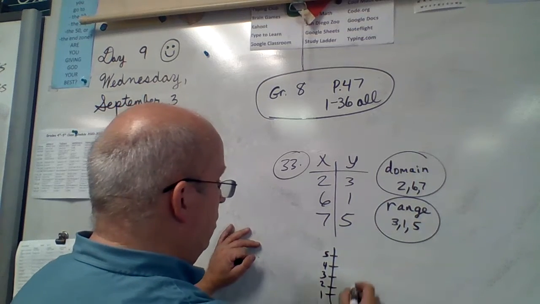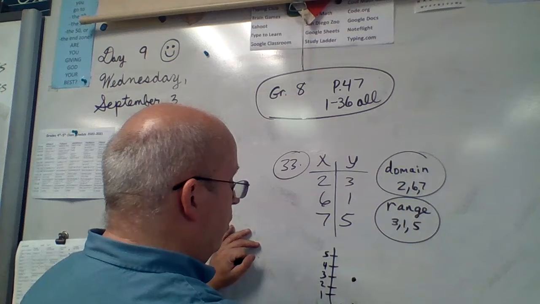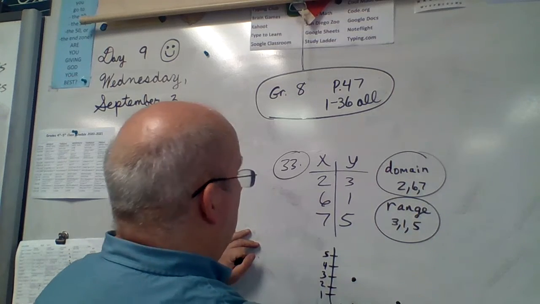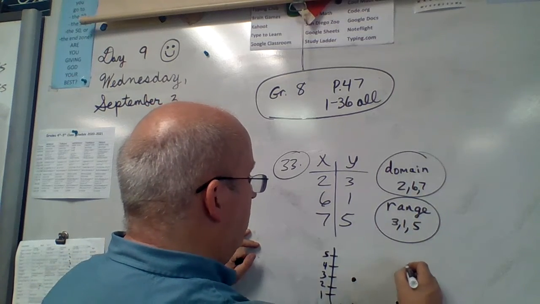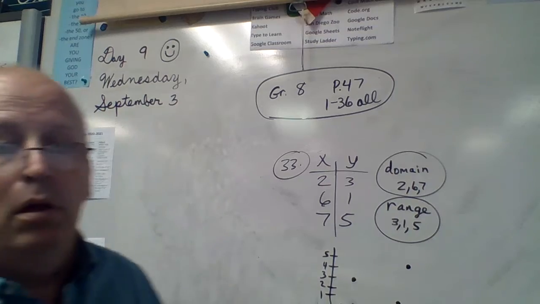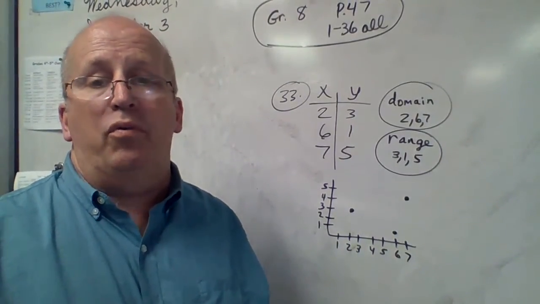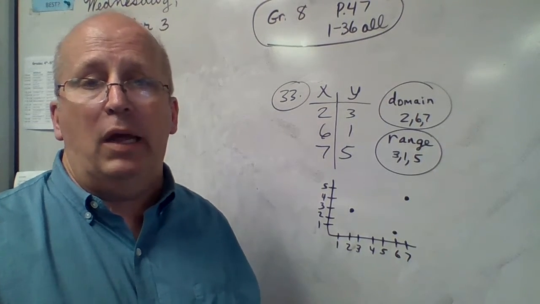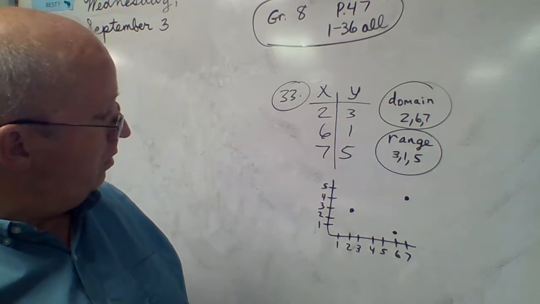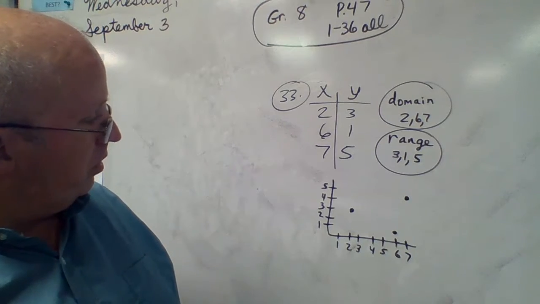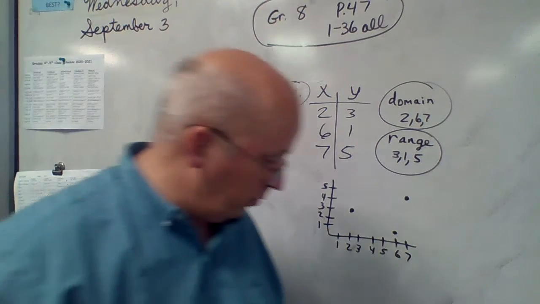Let's see, 2, 3, that'll be right here. 6, 1, that'll be right here. And 7, 5, that'll be way up here. So, yeah, there's the graph. Oh, it's not even on the screen. But there's a graph. Hopefully you can do better on graph paper than I can. But at this particular moment, I'm not going to object if you do it on regular paper.